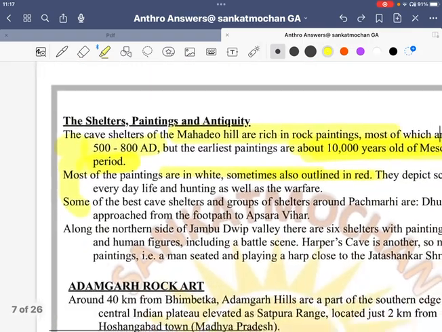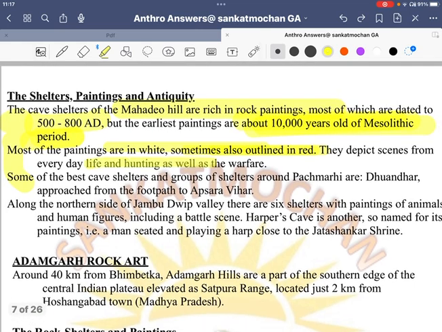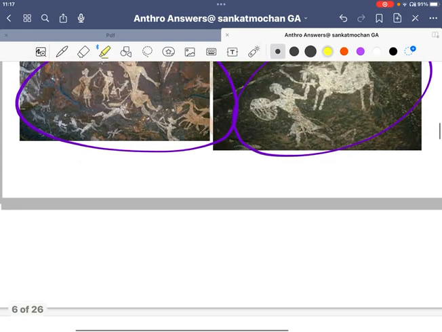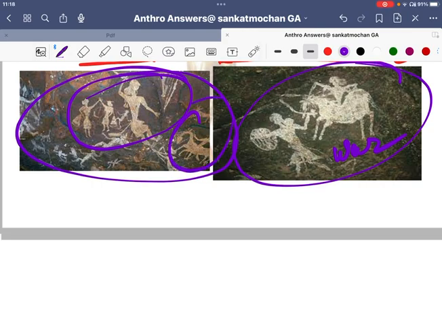Now move forward. They depict scenes from everyday life like hunting as well as warfare. Now you know what they had to draw. They didn't have televisions or any other serials, so they drew what they saw or what they did in their natural life. Like here, this is of war, and this is of something like dancing, or hunting. They are sitting on a horse. Fine.